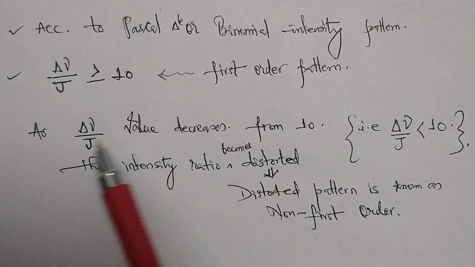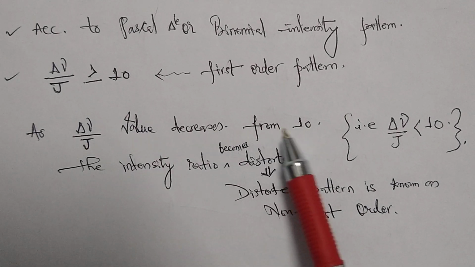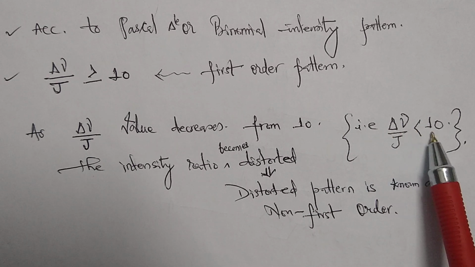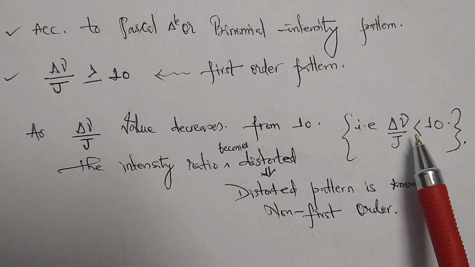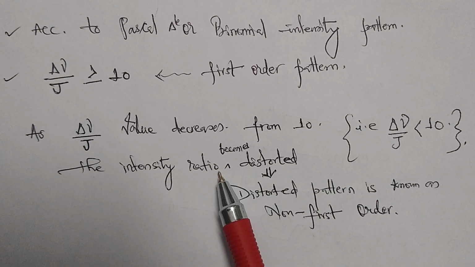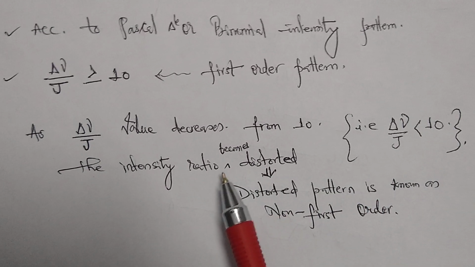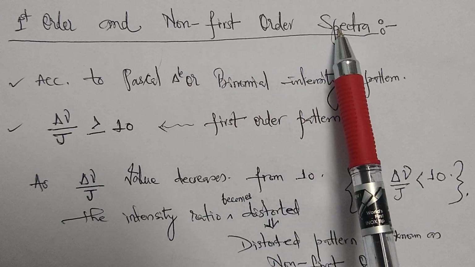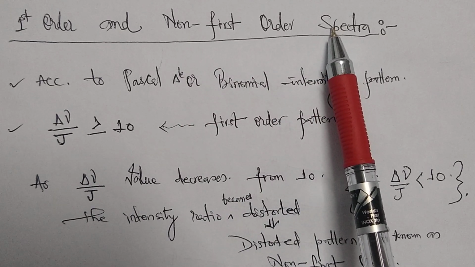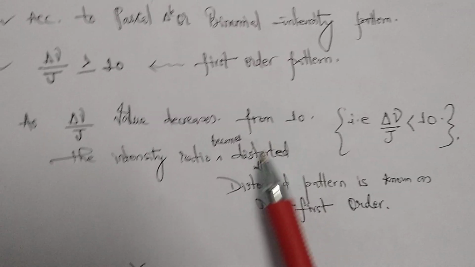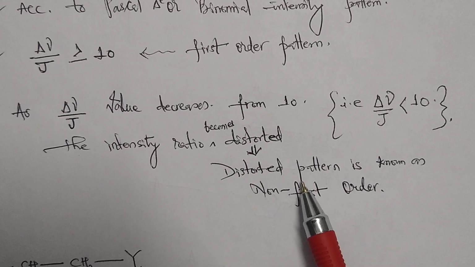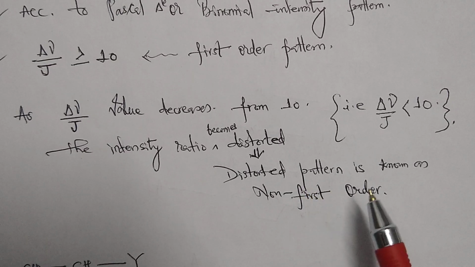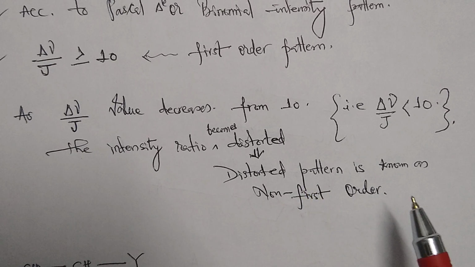As the value of del mu by J decreases from 10, that is, del mu by J is less than 10, then the intensity ratio gets distorted. So this distorted pattern is known as a non-first order NMR spectrum. With that, the distorted pattern of the intensity ratios can be observed maintaining the roof effect.